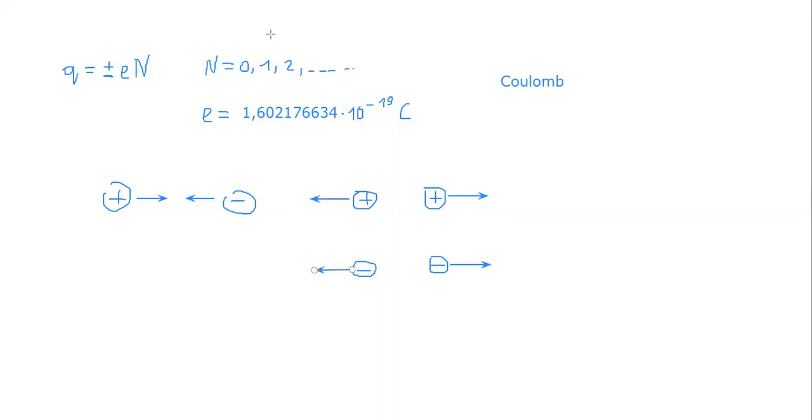So if we have electric charges, there is electrostatic interaction between them, and if the signs of charges are different, it will be attraction, and if the signs are the same, it will be repelling.